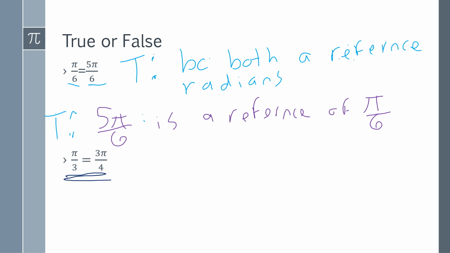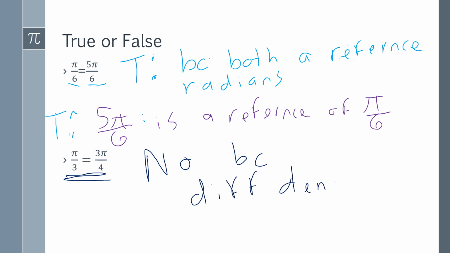So here, are they both reference radians of each other? No, because you see different denominators. The denominators have to be the same.